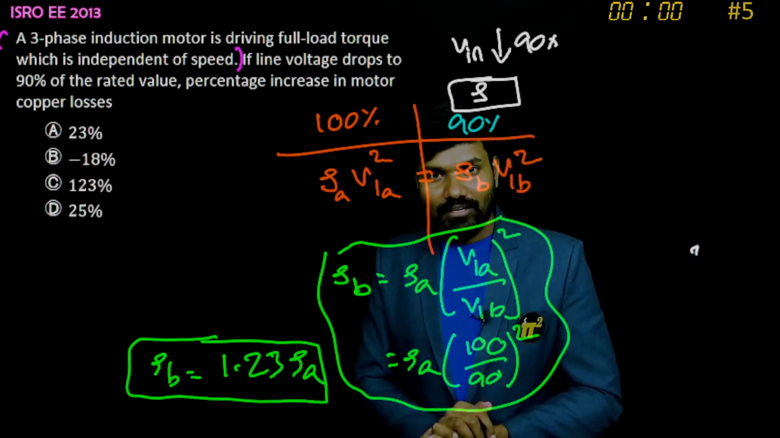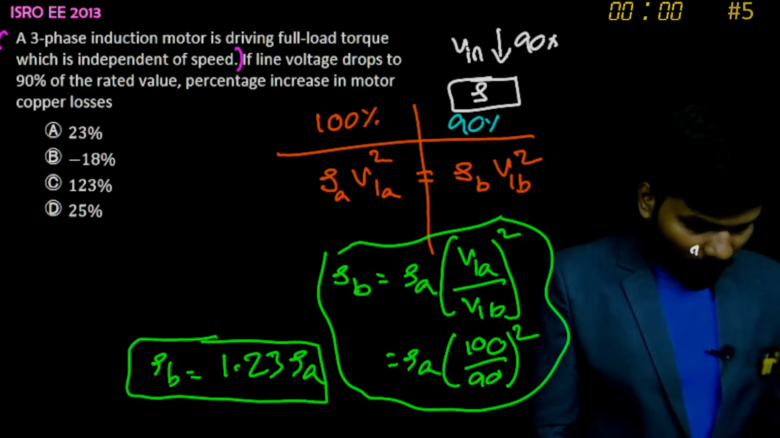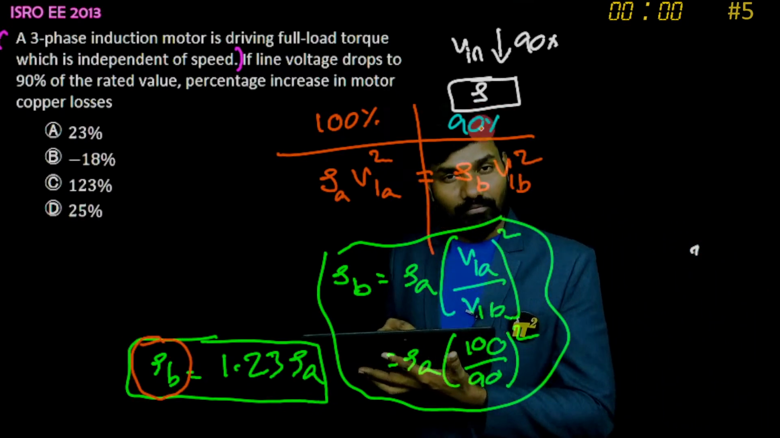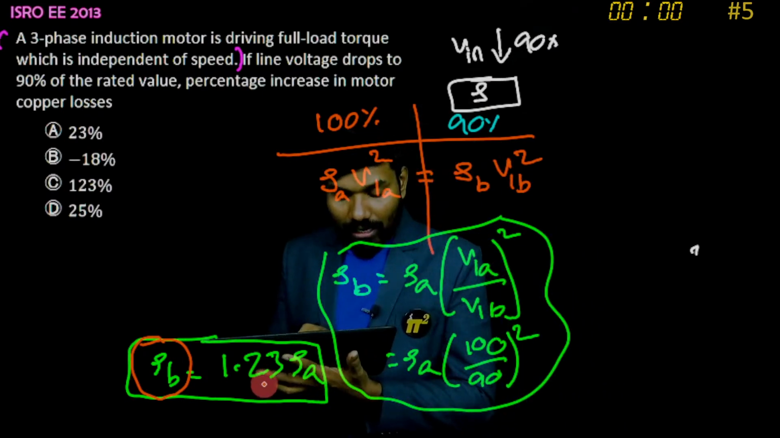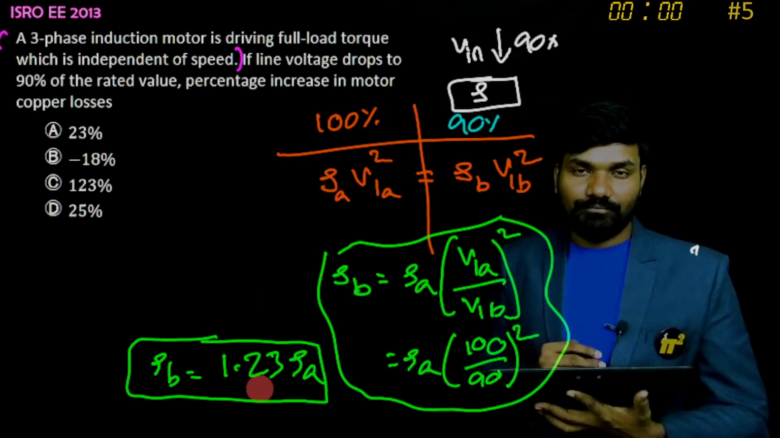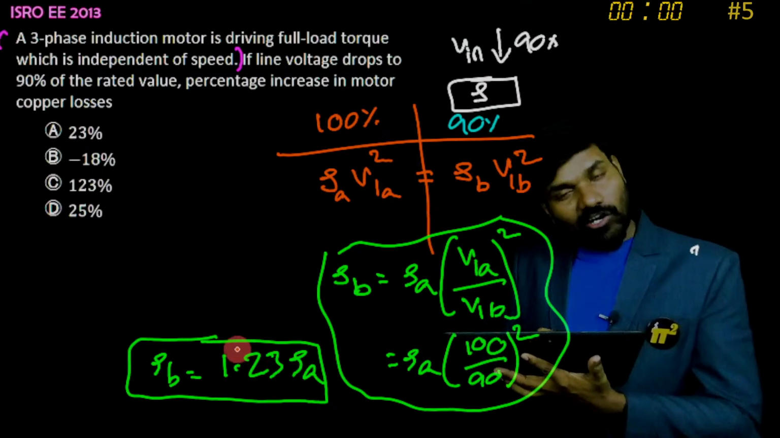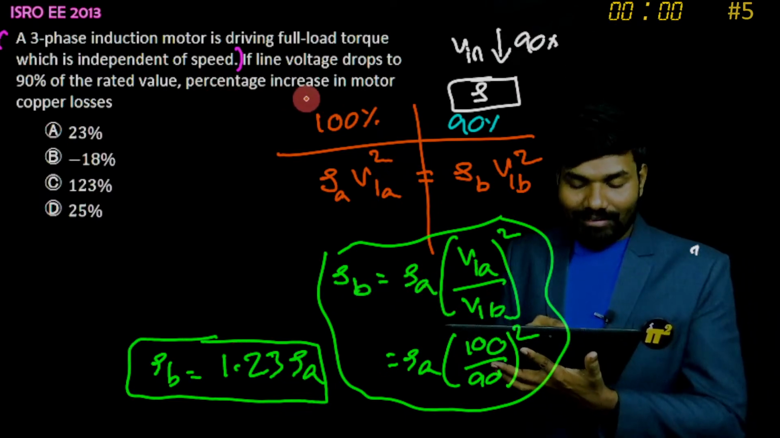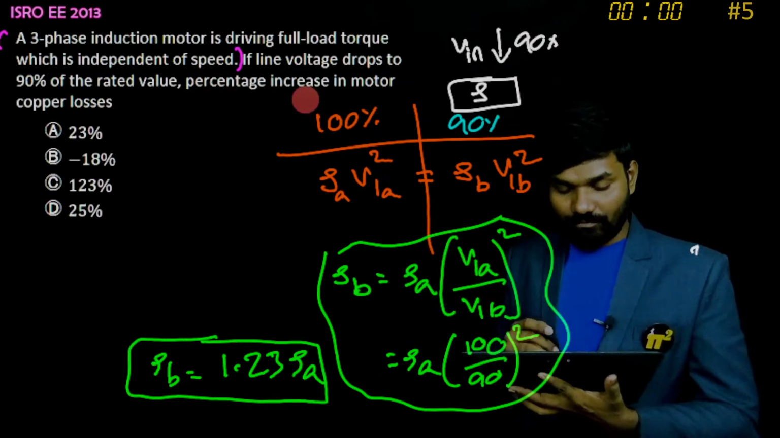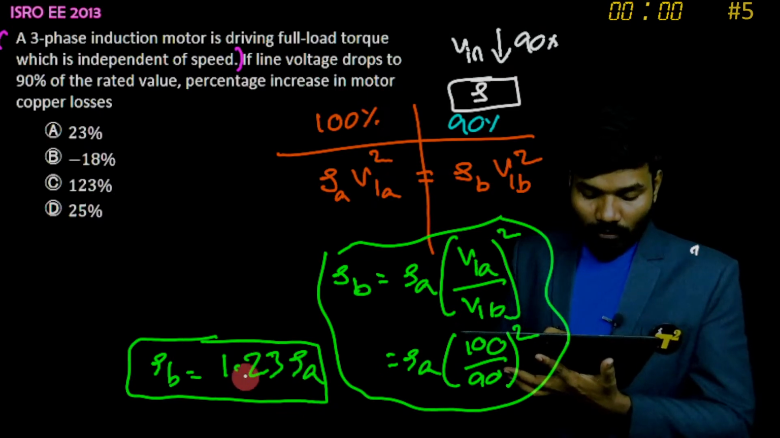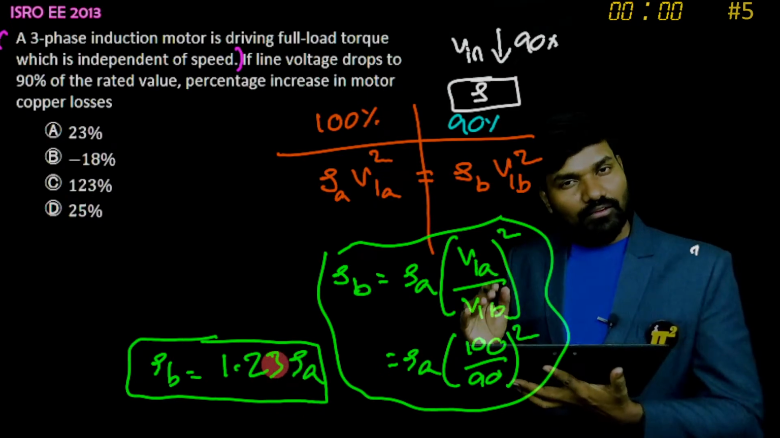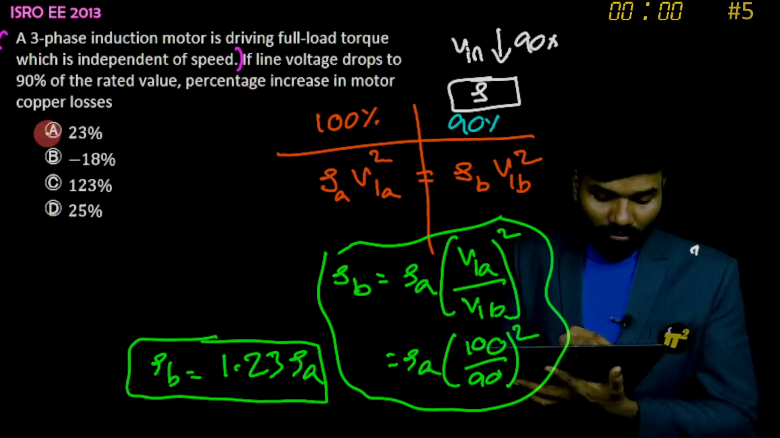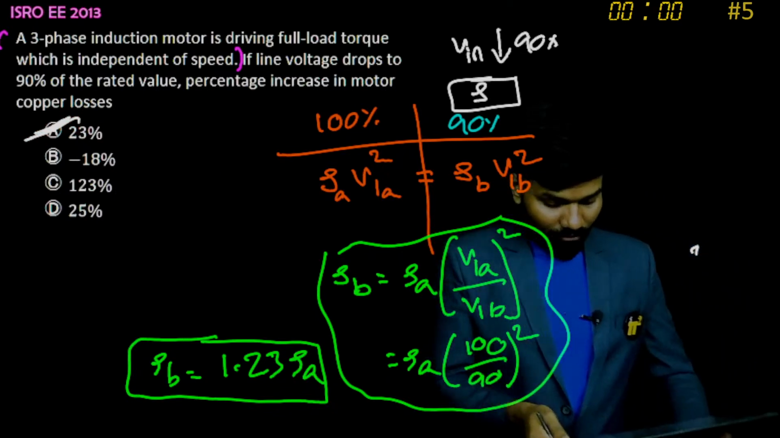Which means the new slip, SB, after the change has increased by 23%. It is increased to 123%, meaning it is increased by 23%. So as slip is increased by 23%, copper losses will also increase by 23%. So the increase in copper losses is plus 23.